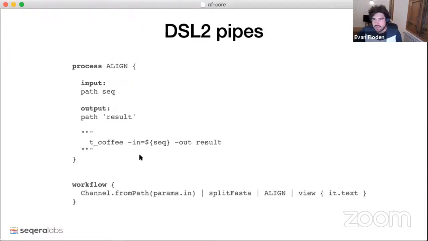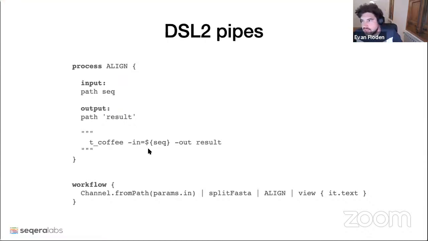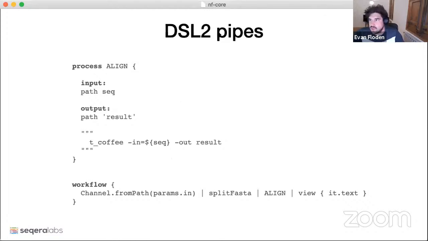Final thing I'll show you, and then I'm going to pass you on to Paolo, who will do a full demo of how we can convert a pipeline to DSL2. We also have the ability to use pipes here. And what this is saying is that we can write our workflow now no longer all on one line. We can pipe the outputs of processes and operators to the input of the next step.